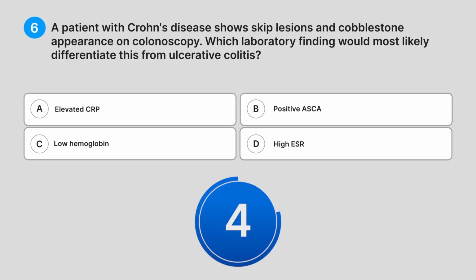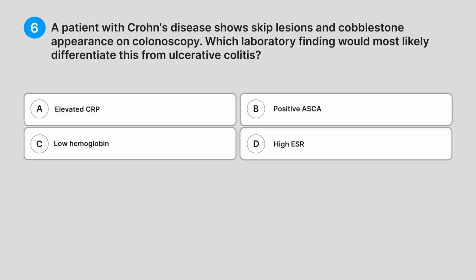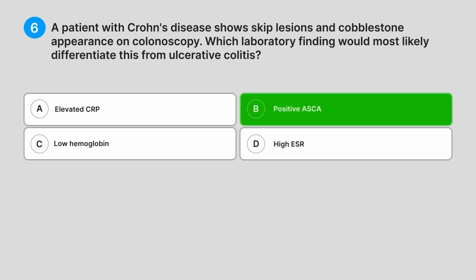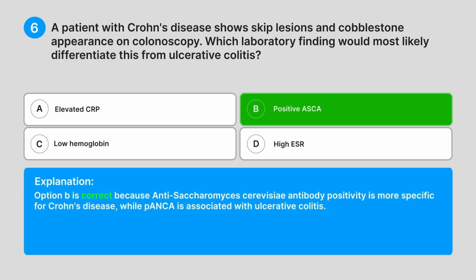Do you know the answer? Correct answer, B. Positive ASCA. Explanation: option B is correct because anti-Saccharomyces cerevisiae antibody positivity is more specific for Crohn's disease, while pANCA is associated with ulcerative colitis.